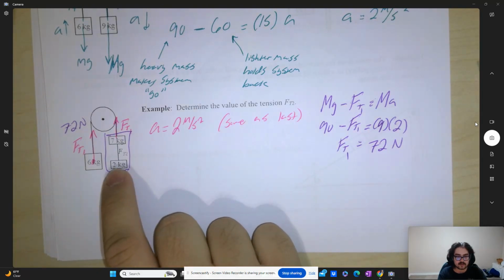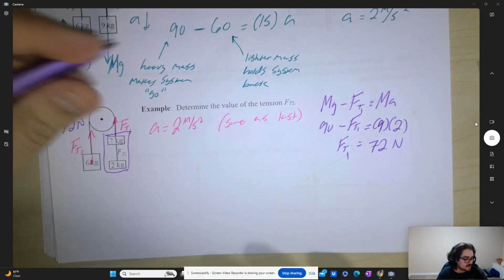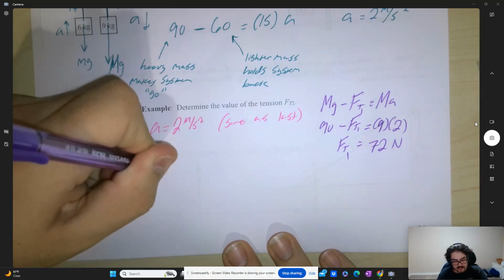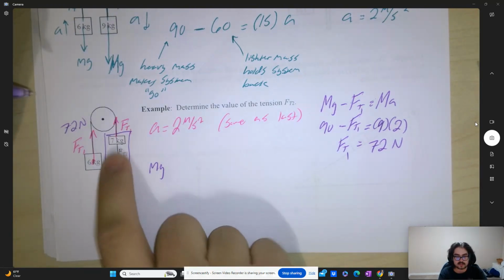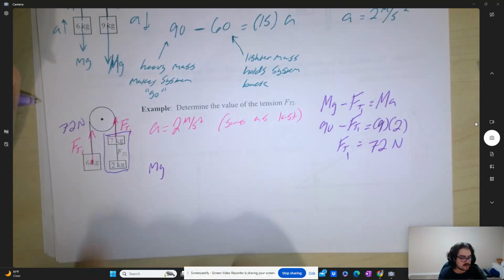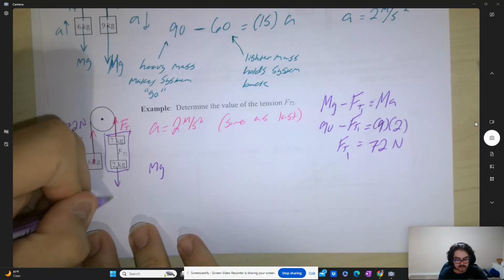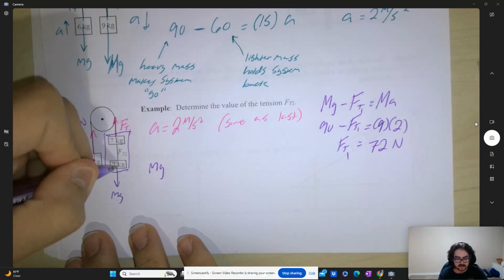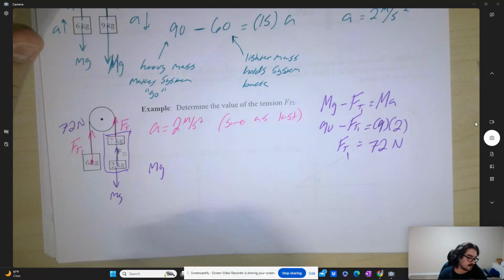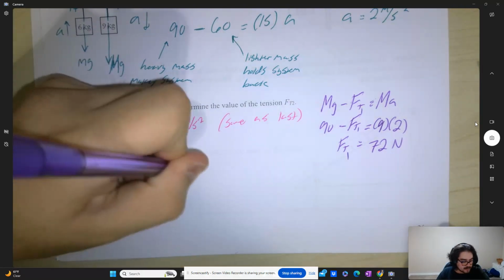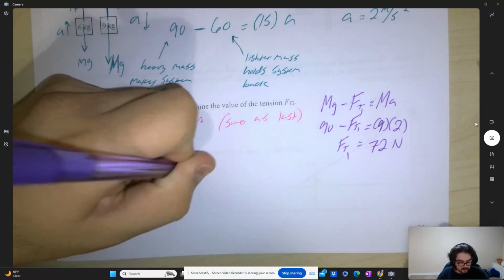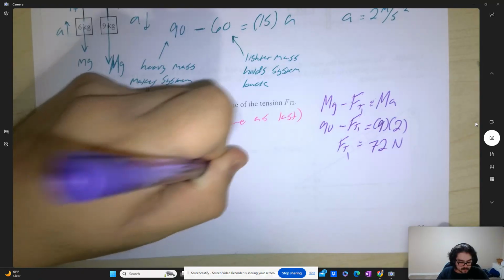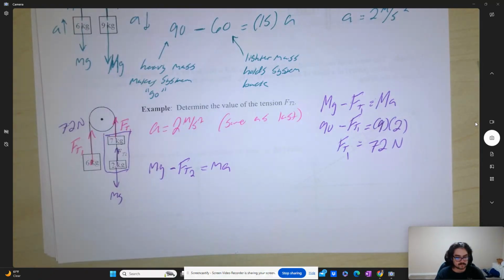We're looking at the 2 kilogram mass. And so this is going to be mg, because this part should accelerate down since it's heavier. So this one has mg going down, and then, of course, tension going up. But it should be mg minus FT2 equals ma. That's all you've got to do for that.